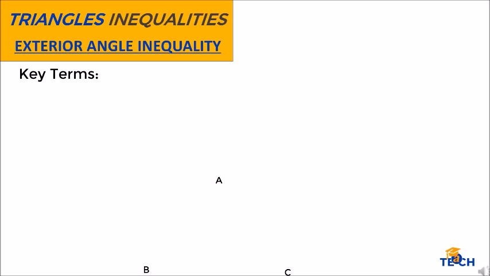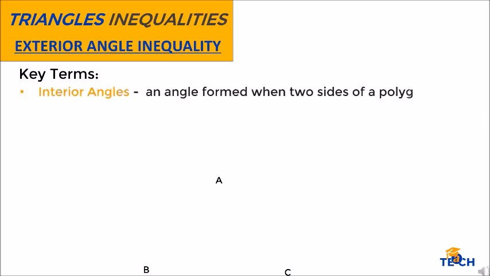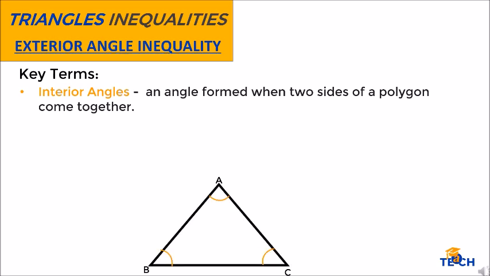Let us define the key terms. Let us first go with interior angle. Interior angle is an angle formed when two sides of a polygon come together. Just like in the figure below, we have angle A, angle B, and angle C. Basically, an interior angle is an angle inside the polygon or any polygon. Next is the exterior angle.